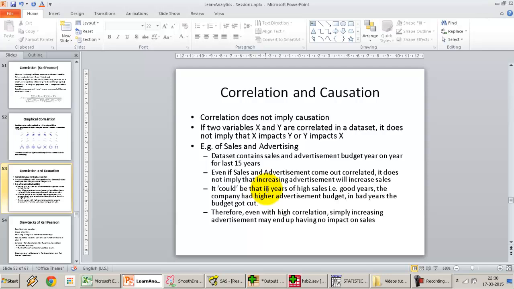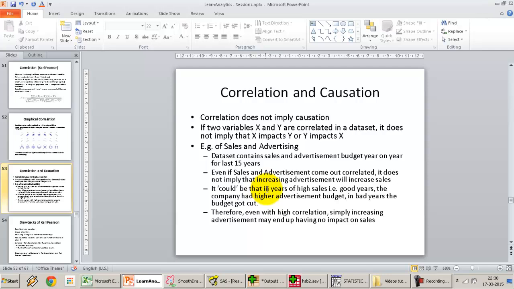And that's a trap where many companies and many analysts get caught. That if two variables are correlated, maybe if I change the value of one variable going forward, I will be able to have an influence on the other variable. It doesn't work that way. There could be a third variable in the background which might actually be controlling both x and y. So a high correlation between x and y does not imply x to be a function of y or y to be a function of x.